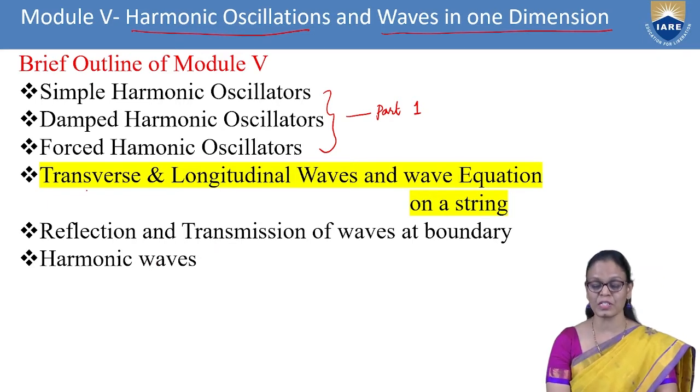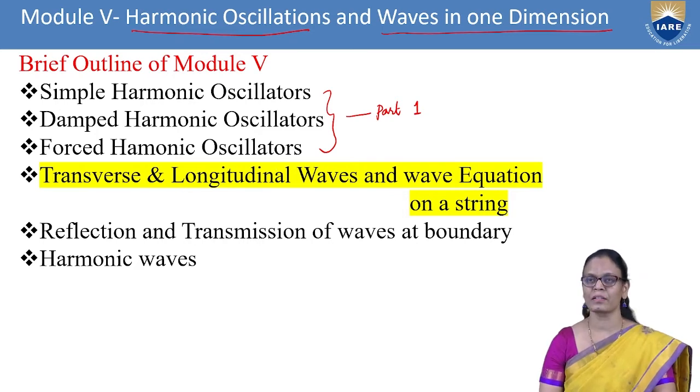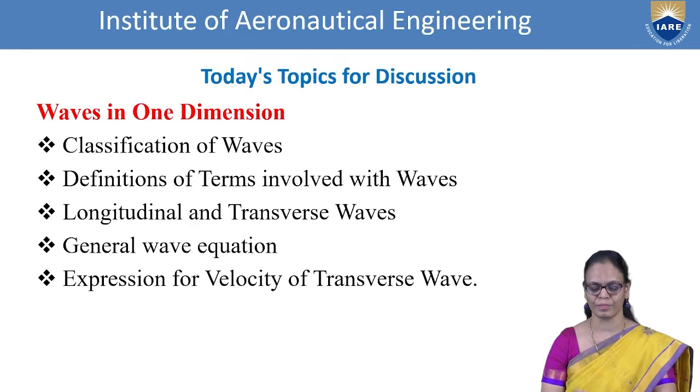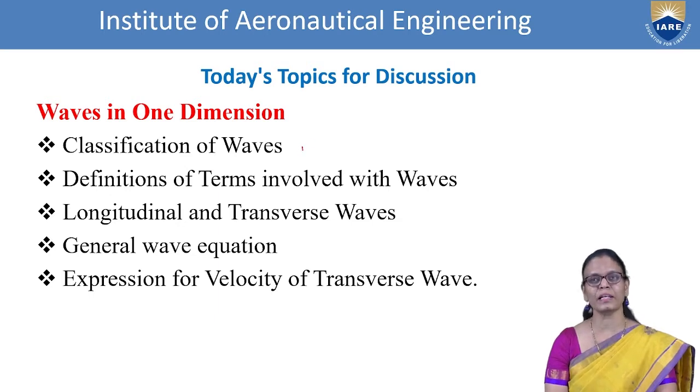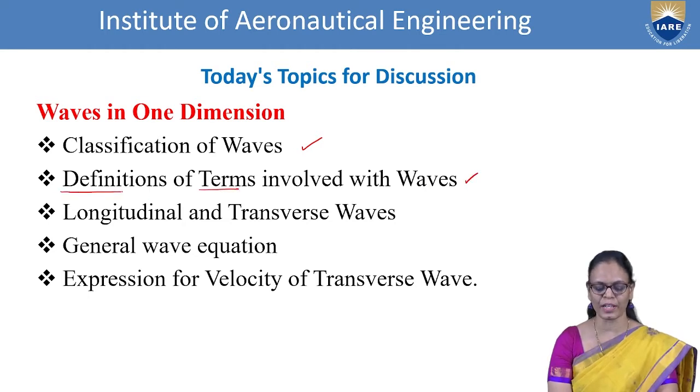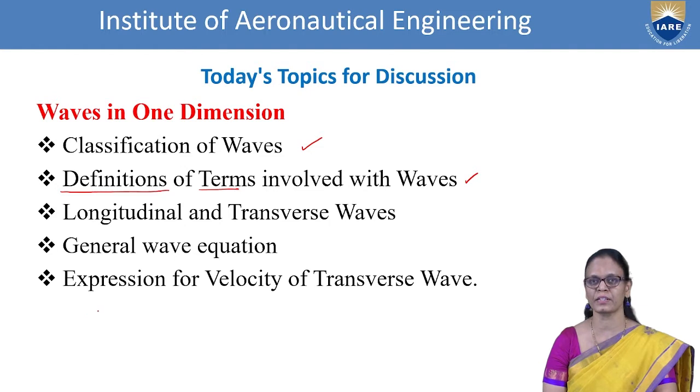So in waves, we are first going to discuss transverse and longitudinal waves and the wave equation on a string. So let us see the brief outline of how we are going to discuss this topic. First, we will try to understand what a wave is and see the basic classification of waves. Then we'll discuss the definitions of terms that are involved with waves. So what are the important terms and what their definitions are? We are going to understand very clearly. And then we'll discuss in detail longitudinal and transverse waves.